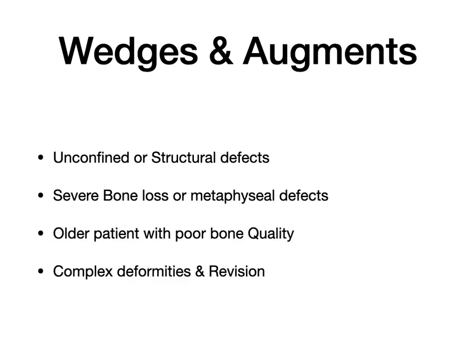That's the key. When do we use wedges and augments? So wedges and augments are used when there are unconfined or structural defects. When there is a large defect where there is no cortical rim, that's the case when you should use wedge and augment. Also, when there is severe bone loss or metaphyseal defect, older patients with poor bone quality do well with wedges as compared to the bone graft. And of course, for any complex deformity and revision cases, wedges and augments should be used.